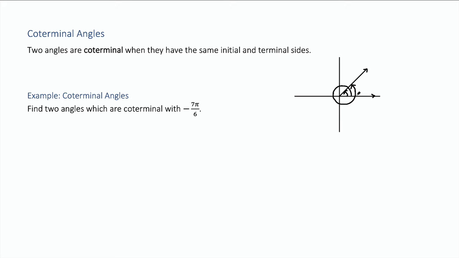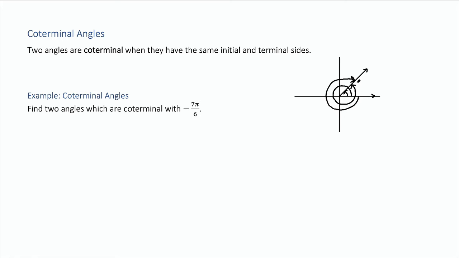And I could have also gone the opposite direction. I could have traveled instead counterclockwise and ended up there. And you can see there's multiple ways to get to that same terminal side. So when angles have the same terminal side when written in standard position, then we say that those angles are coterminal, same terminal side.